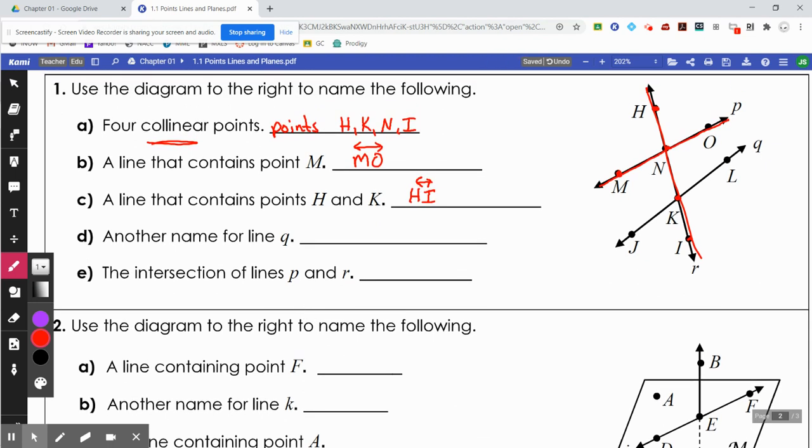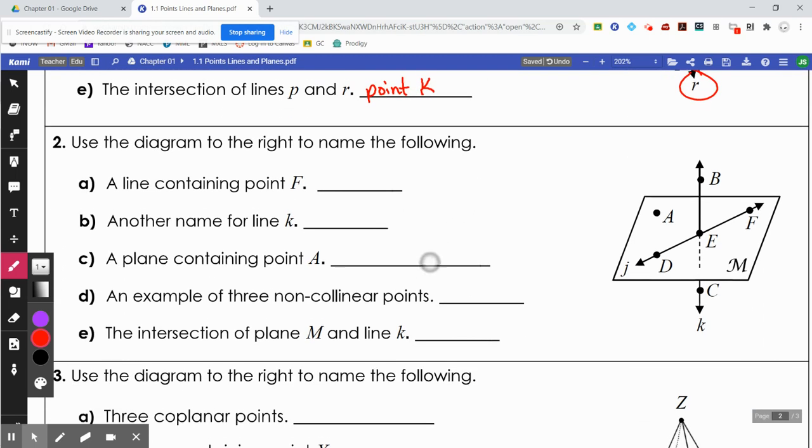Another name for line Q. So here is line Q, so that's this line right here. So that'd be another name for it. Would be line JL. Again, you could use JK, KL, doesn't matter. The intersection of lines Q and R. So line Q and R cross right here at point K.